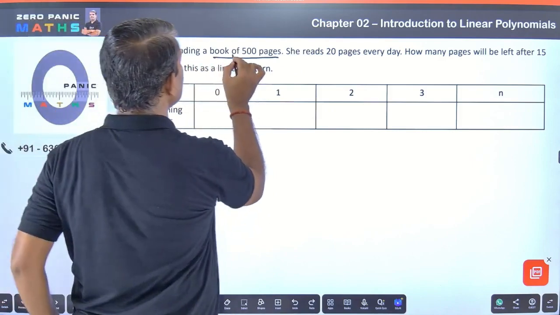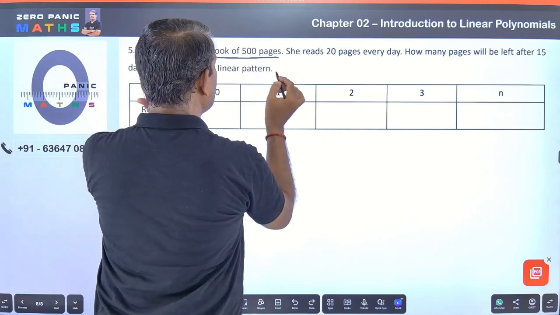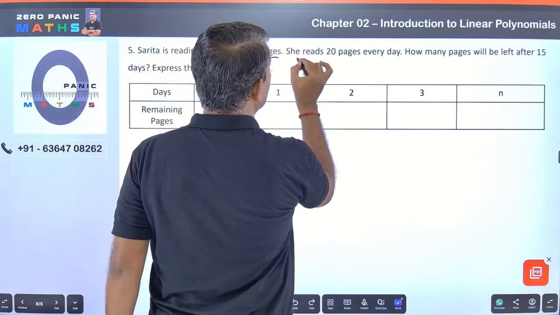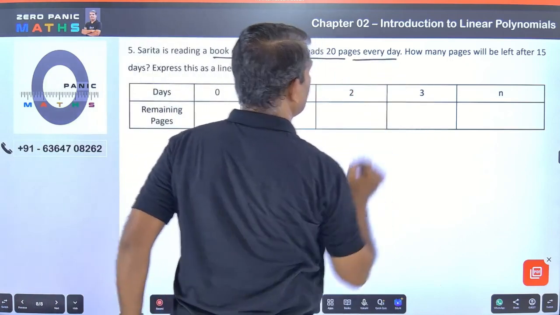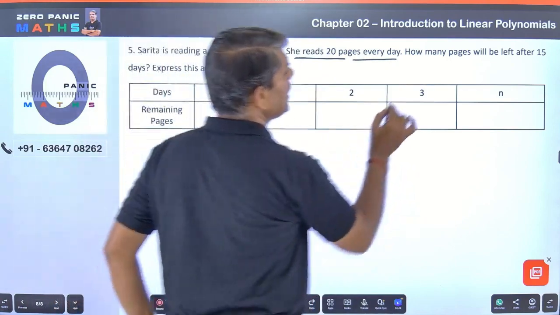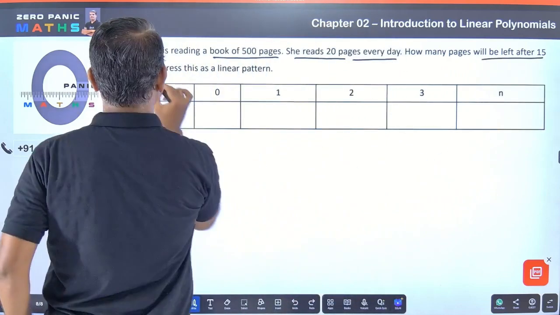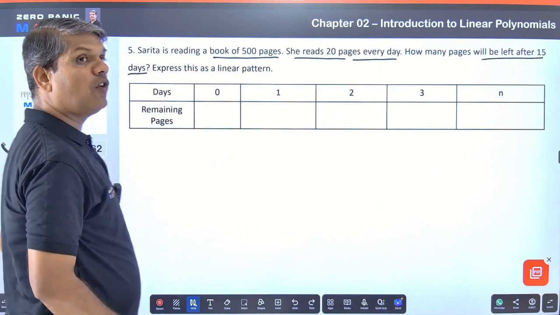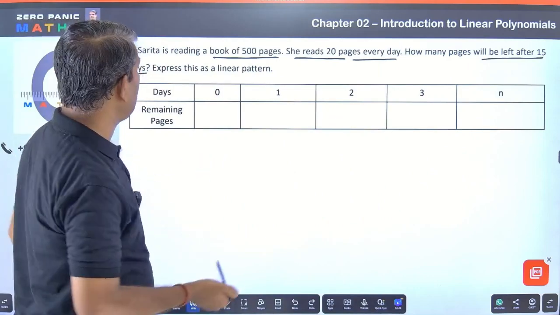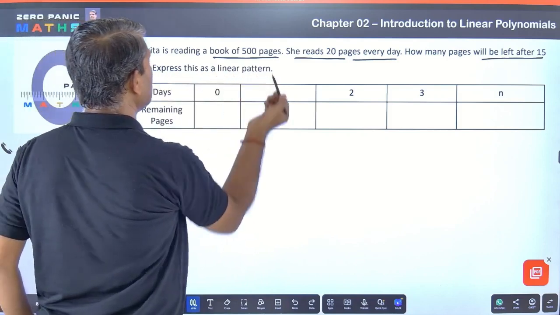Sarita is reading a book of 500 pages. She reads 20 pages every day. How many pages will be left after 15 days? After reading for 15 days, how many pages will be left, and express this as a linear pattern.